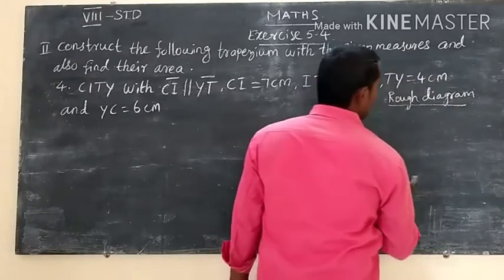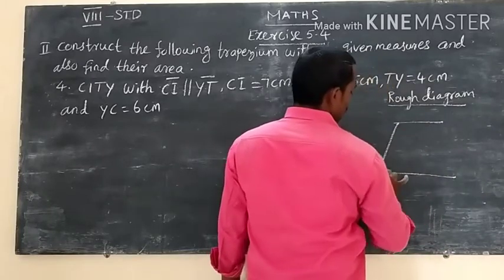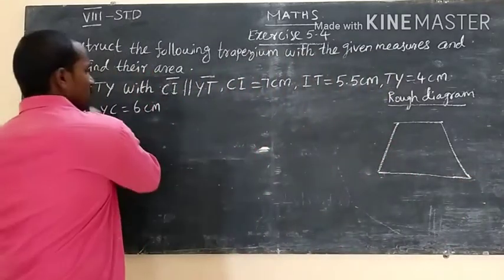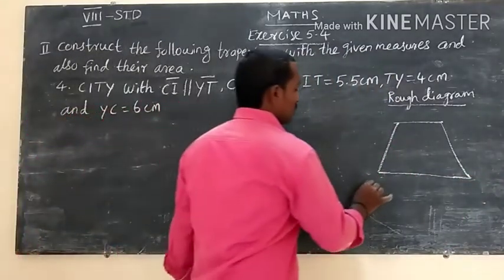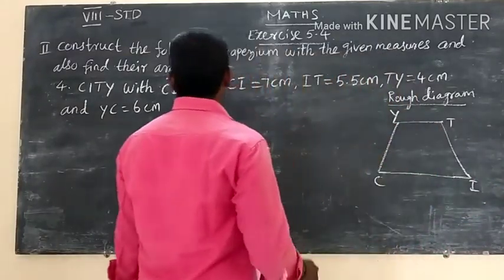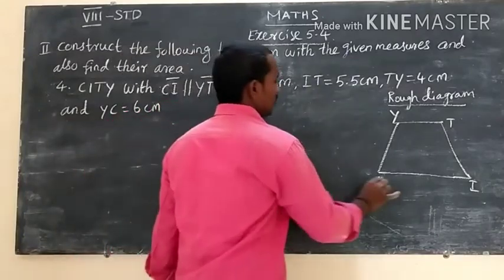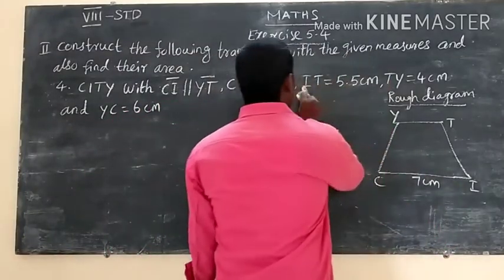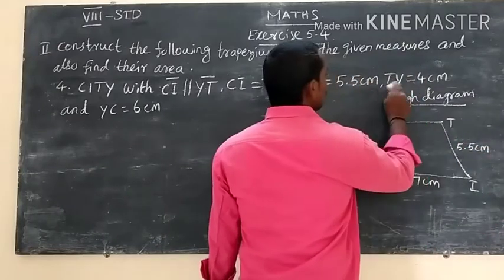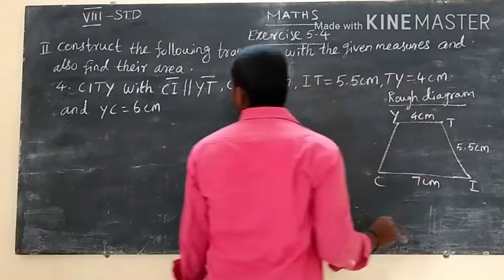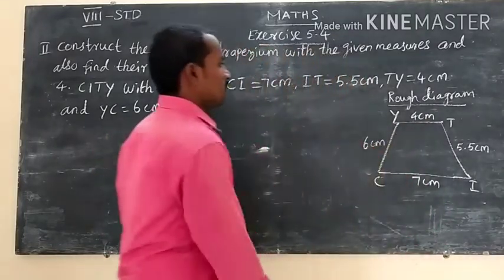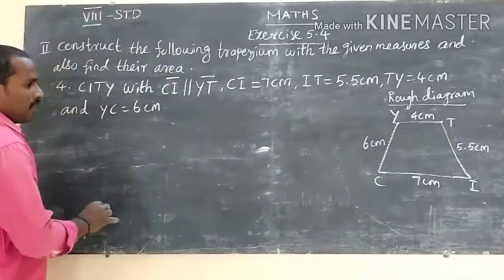This is the rough diagram. The name of the trapezium is CITY. Now also mark the given measurements. CI is equal to 7 centimeter and IT is equal to 5.5 centimeter. Then TY is equal to 4 centimeter. Then YC is equal to 6 centimeter. That's all for the rough diagram. Then draw the fair diagram.